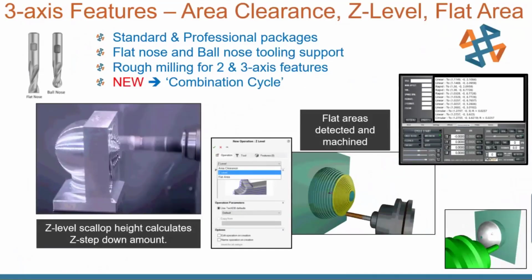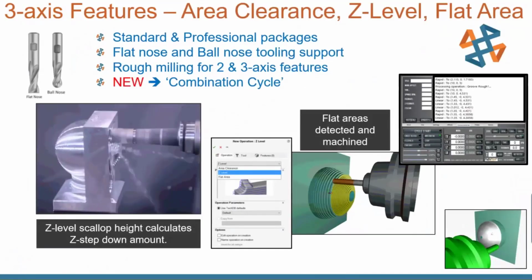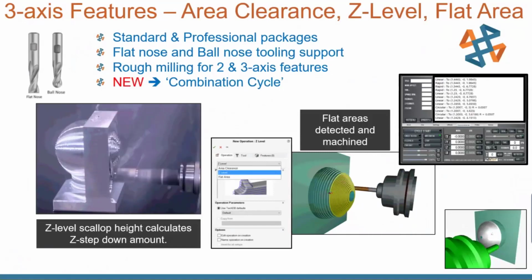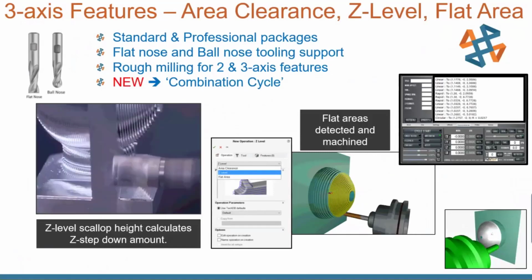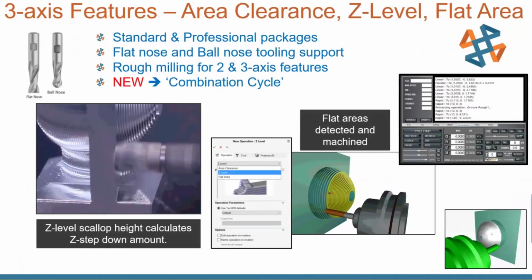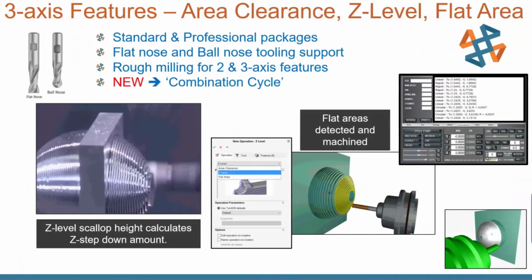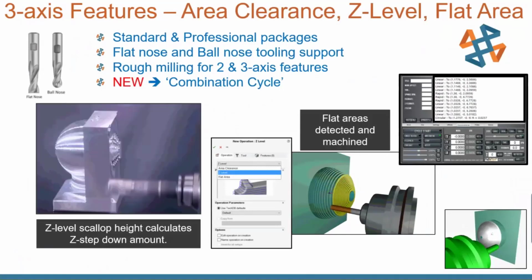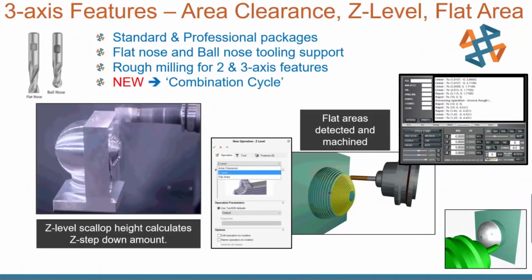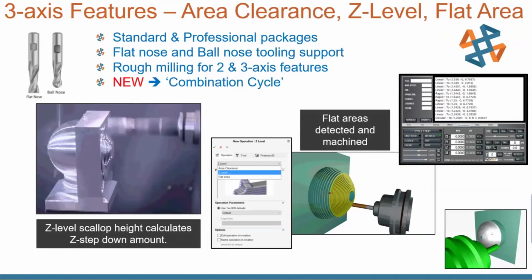So SOLIDWORKS CAM Standard comes with the features. It also comes with area clearance, Z level, and flat area. So, of course, area clearance is for roughing. Z level is like waterline cutting for 3-axis finishing. And then also it has flat area.